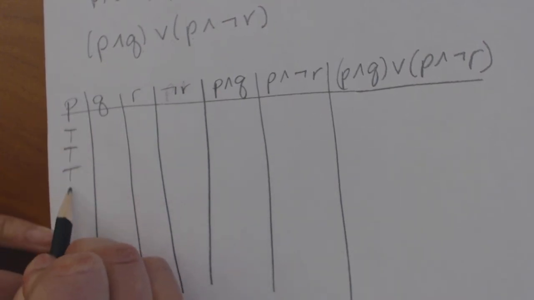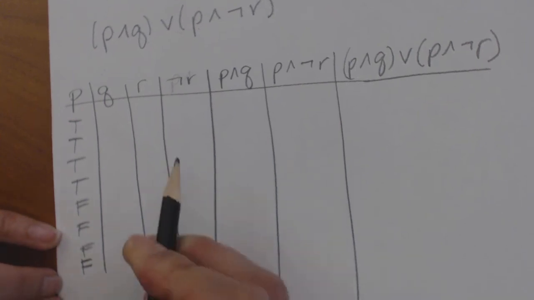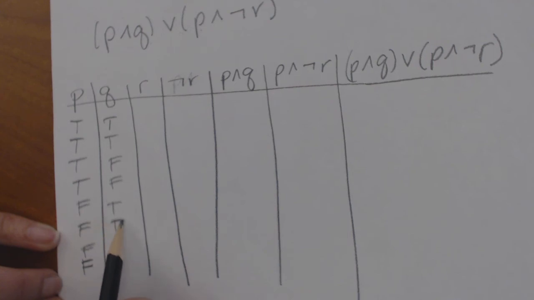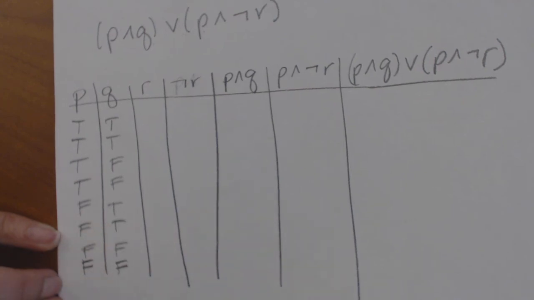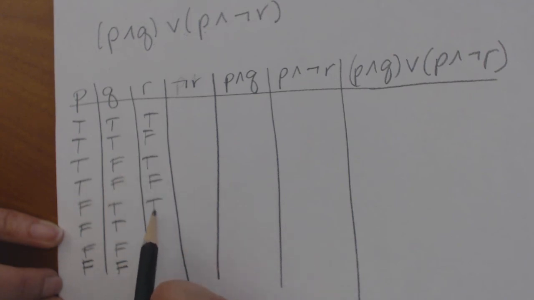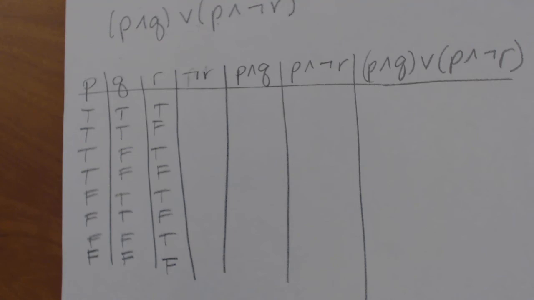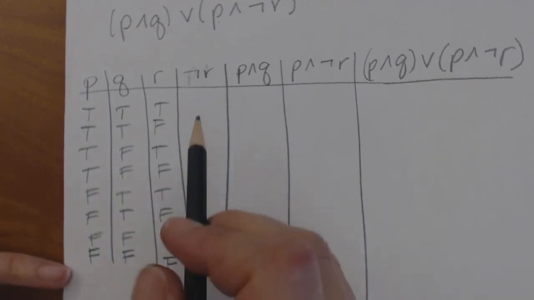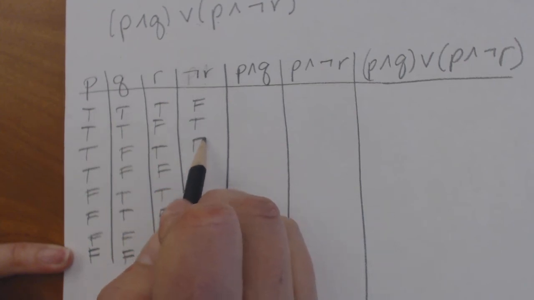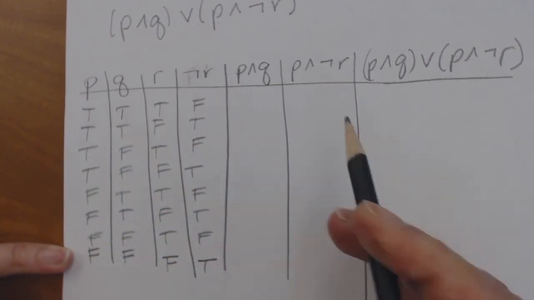So for the trues, we get 4 trues followed by 4 falses for P. We get 2 trues followed by 2 falses for Q. And for R, that's true, false, true, false, true, false, and true, false. So we have 8 different ones now. Not R, we just take the R column and we flip it. So false, true, false, true, false, true, false, true.